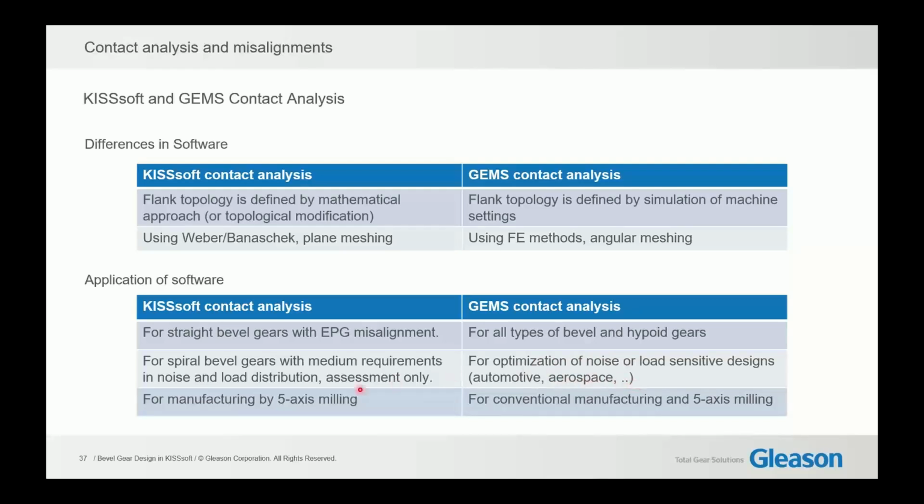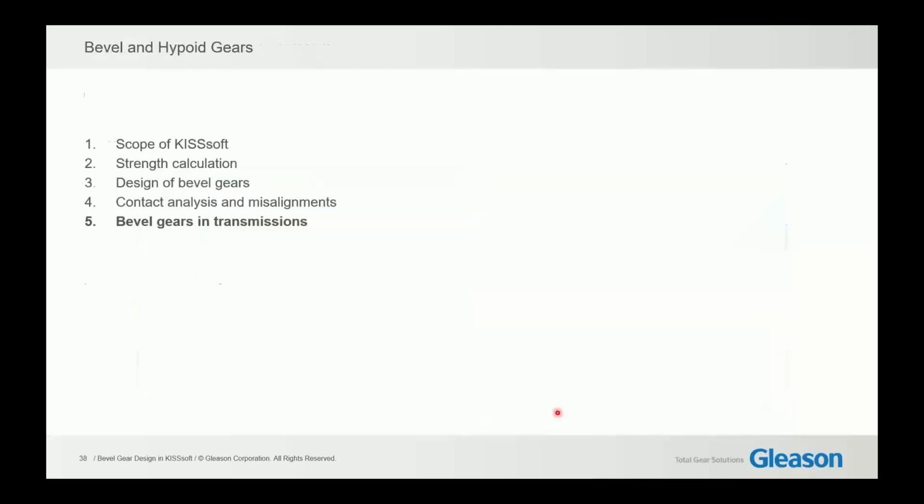recommended. Regarding manufacturing processes, if you use 5-axis milling, then the topology will be defined from KISSsoft, from the 3D model, which then is precise, whereas Gleason or the Gleason software is applicable for conventional manufacturing and 5-axis milling. So this should give you a recommendation how to use the software in what cases.